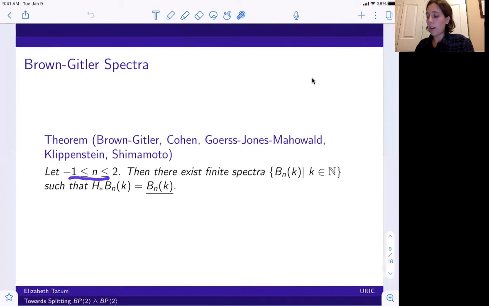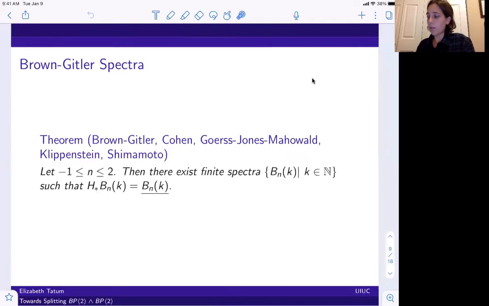When n is between -1 and 2, for each n, there should be a family of finite spectra, B sub n of k, called the Brown-Gitler spectra, which realize the corresponding Brown-Gitler comodules.